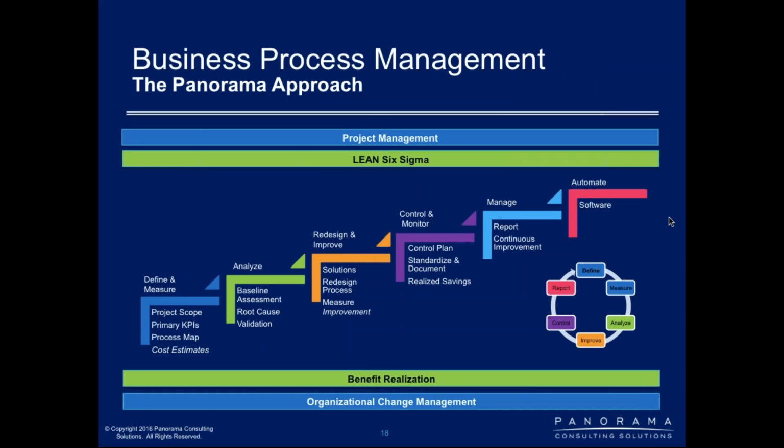So when you look at the overall business process management approach that Panorama takes, it's very similar to a Six Sigma approach. If any of you are Six Sigma certified or have seen Six Sigma materials, it follows that DMAIC type of approach: define, measure, analyze, improve, and continuously improve, or control and monitor. So you can see that we follow a very similar methodology that focuses on first defining and measuring processes, then analyzing, then improving, then controlling, monitoring, and managing. And then you'll see at the top right in pink is the automation part. That's where the software gets overlaid to automate some of those processes.